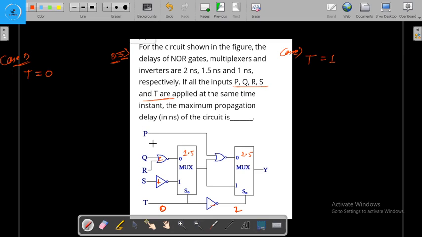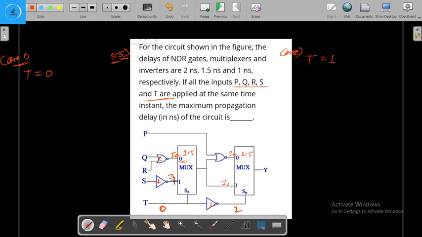And when this will be logic 0, then we are focusing on this input rather than this. If this is logic 0, then I0 will be selected and I1 will not be selected. This output Y will be equal to I0.